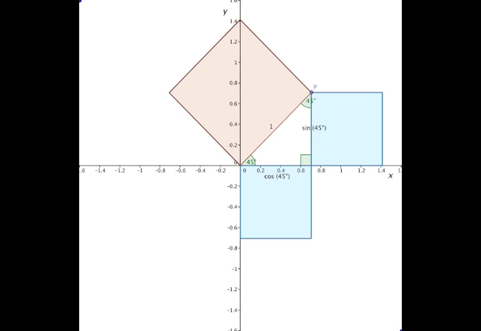That's for 45 degrees. But watch what happens to the x and y coordinates, the cosines and the sines, when we change the angle. Sometimes they're positive, sometimes 0, and sometimes negative. Don't worry about the actual numbers for now, just watch.